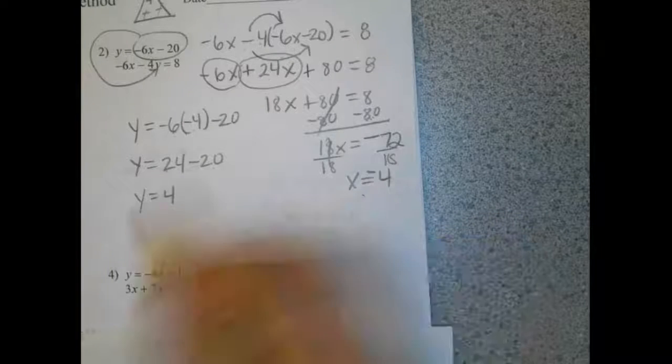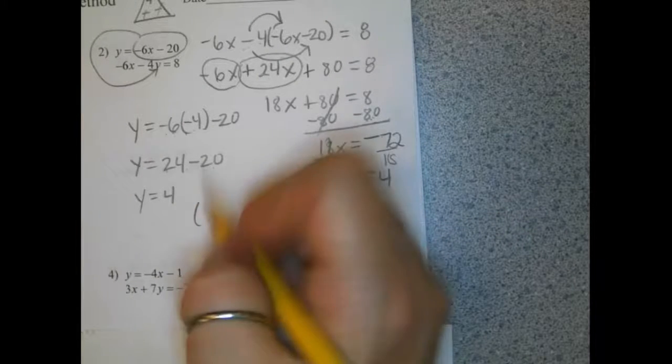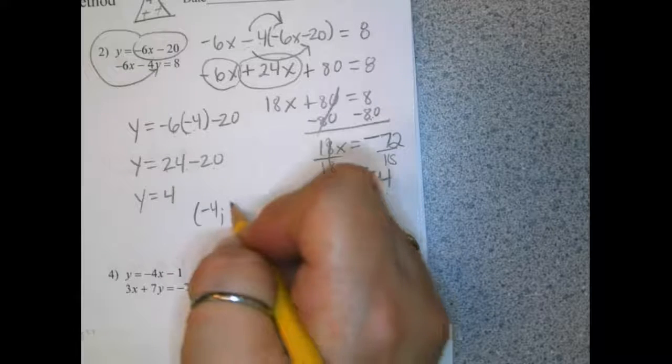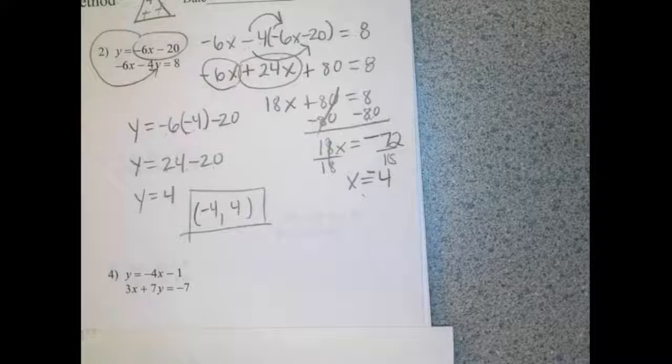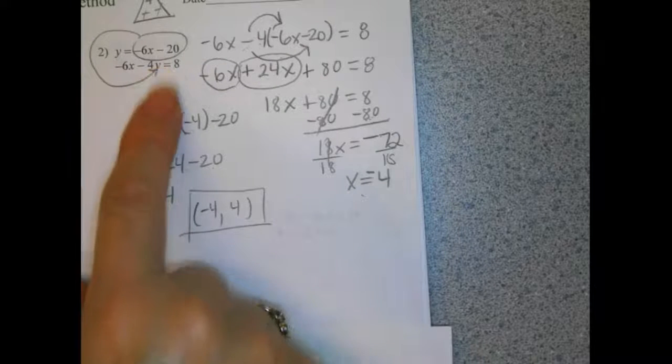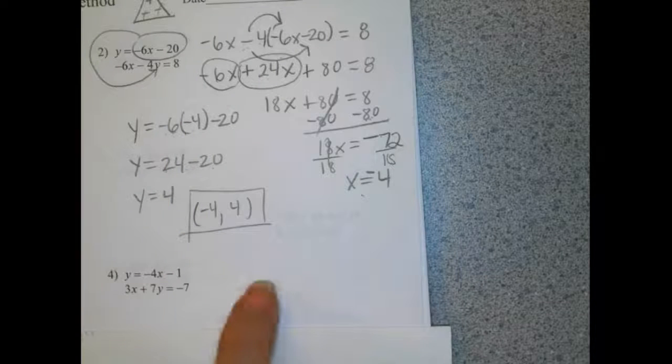So again, I want to write it in the form of an ordered pair. So x comes before y. My x is negative 4. My y is positive 4. And that's my actual answer. That is the answer to that system of equations. So if I was to graph both of these equations, this is what I would get.